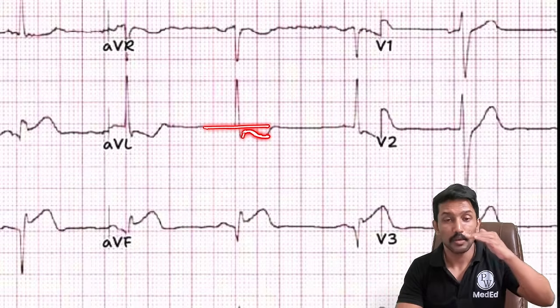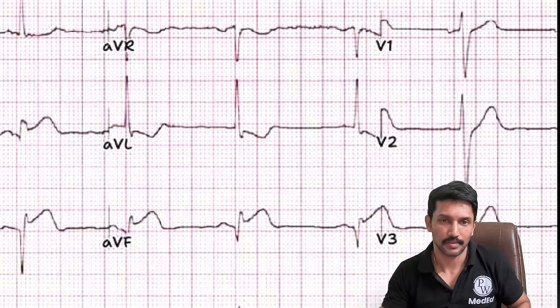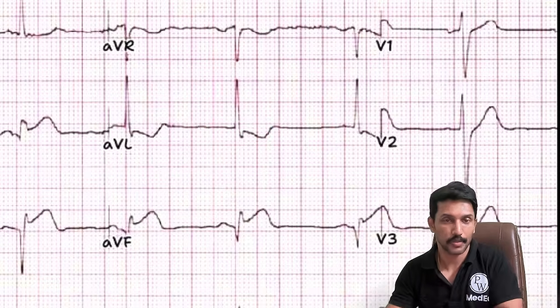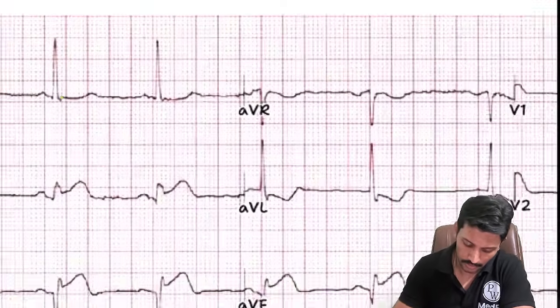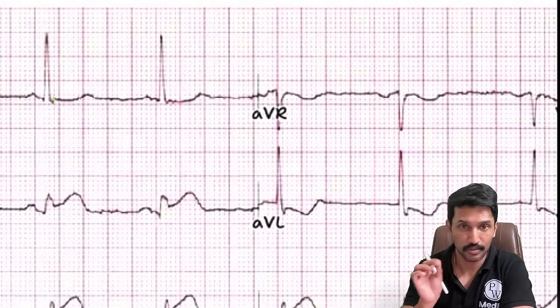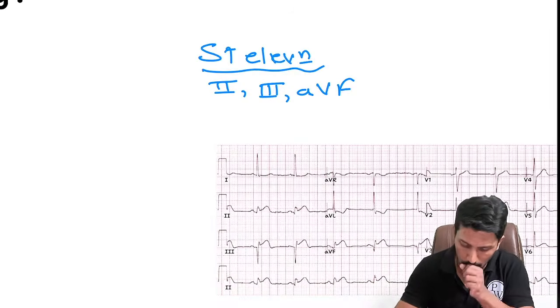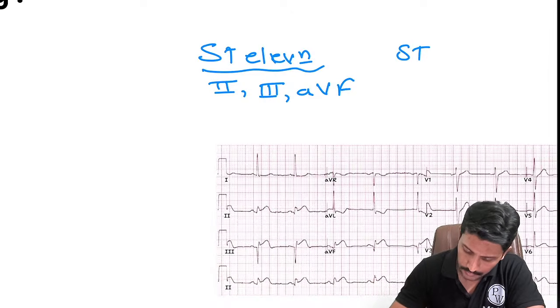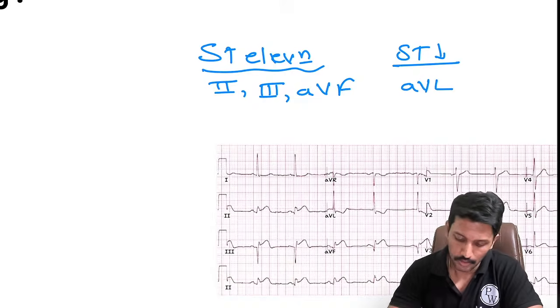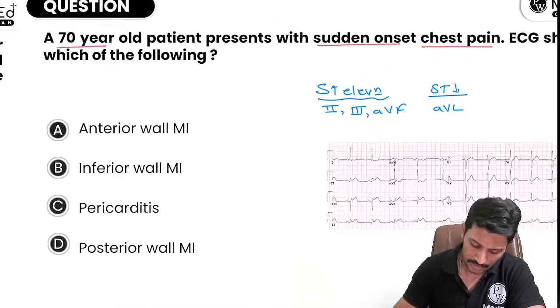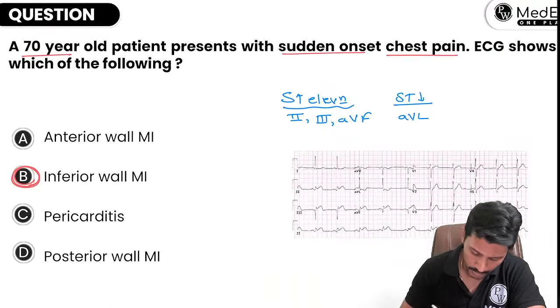So the ST segment is below the baseline. That means you have ST depression in lead AVL. Lead 1 is not very clear, but AVL is very clear. That means we have reciprocal changes present. So there is ST depression clearly visible in AVL. So that makes the diagnosis inferior wall MI.